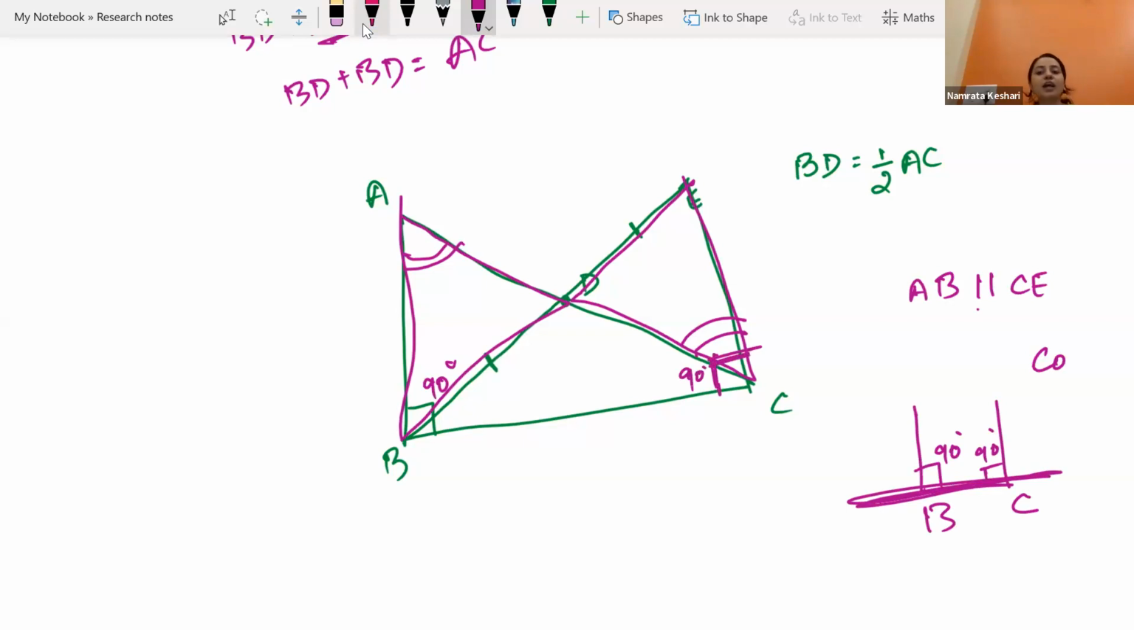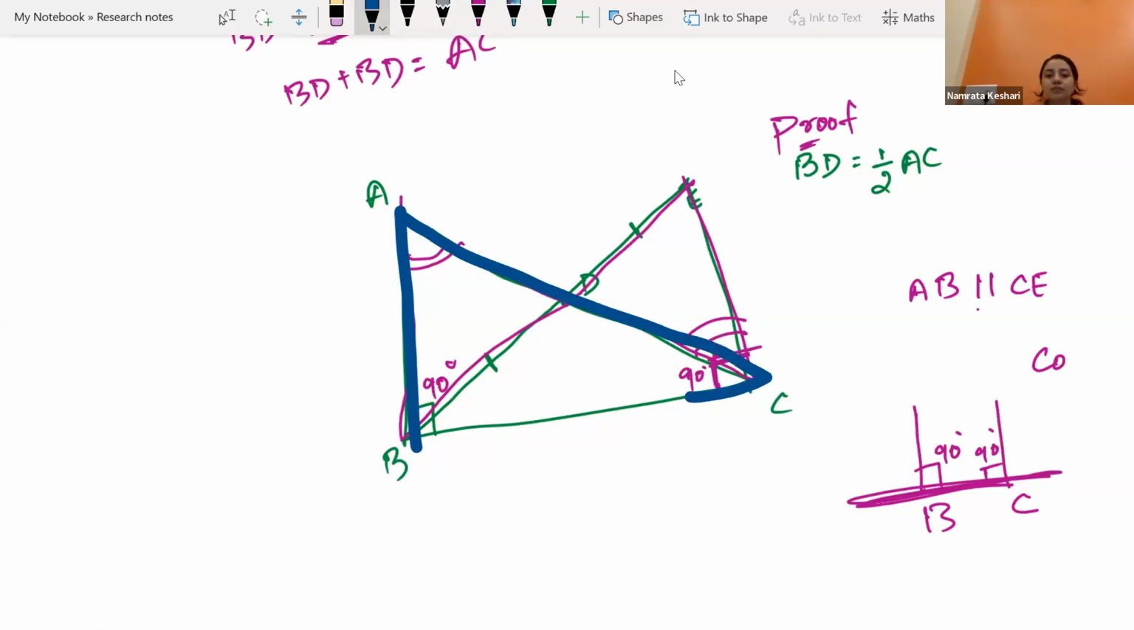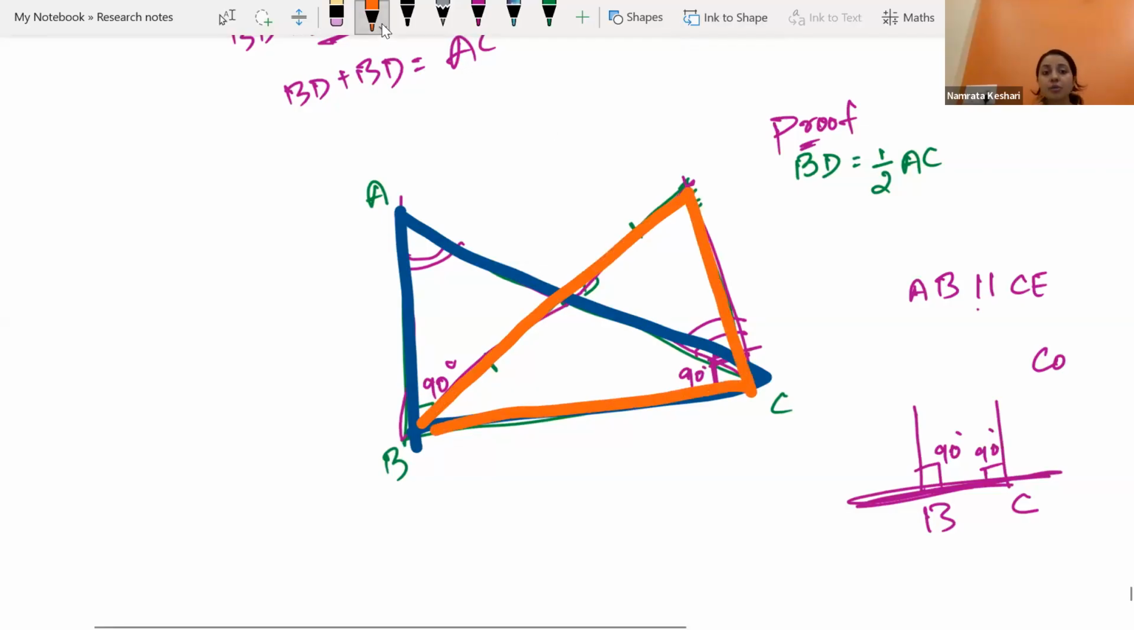Now, we are still thinking how to prove this: BD is half of AC. So now we landed at two triangles. Again, we have taken two more triangles and we have proved those two are congruent. This triangle and this triangle, we are trying to prove these two congruent. And we are able to prove these two congruent. Why? Because here we are having 90 degrees and there also we are having 90 degrees.